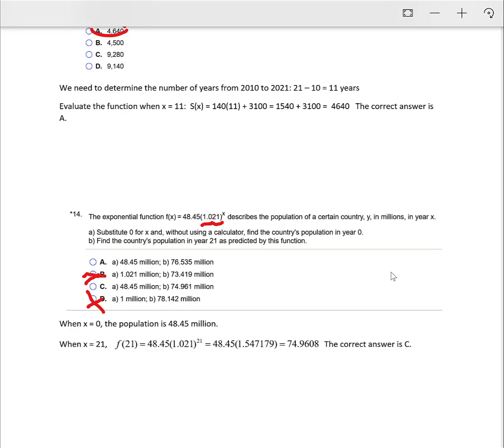And then, what did they ask me? In 21 years, I went ahead and replaced x with 21 and simplified, did my exponent first, and then multiplied by the 48.45, and I get 74.96. And the correct answer here is C.